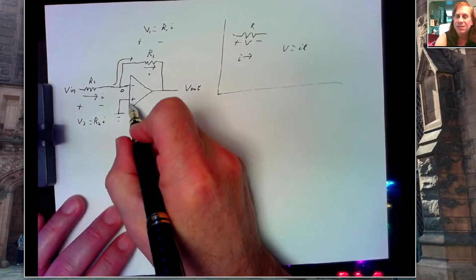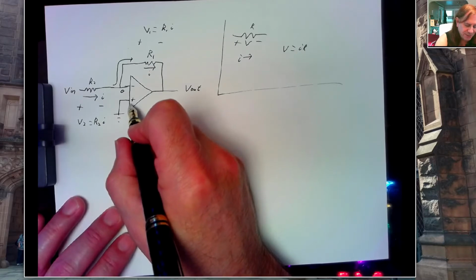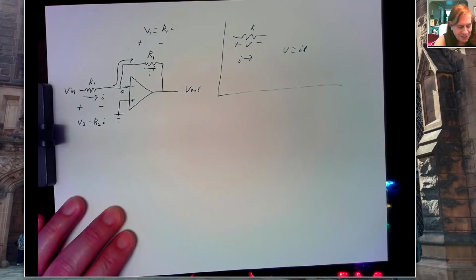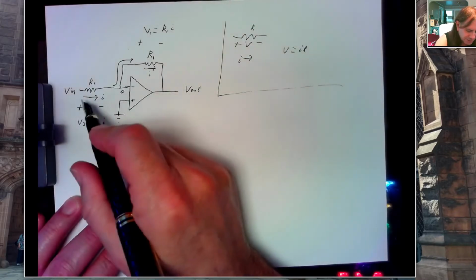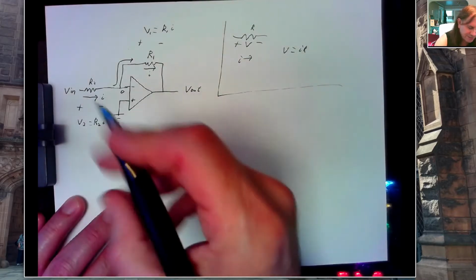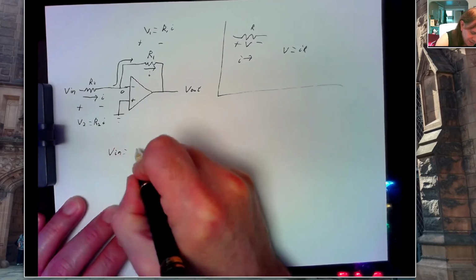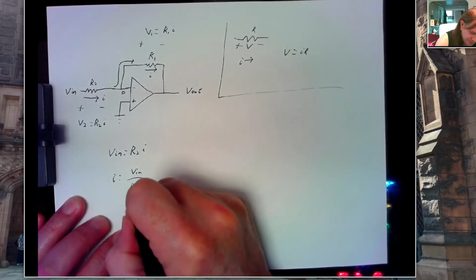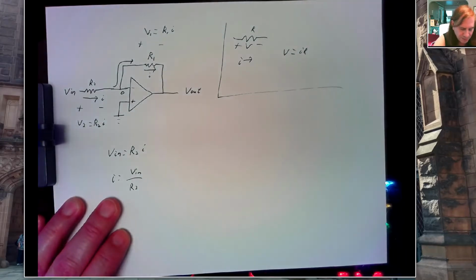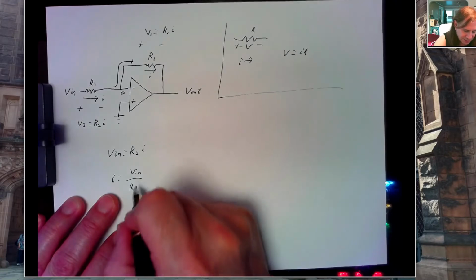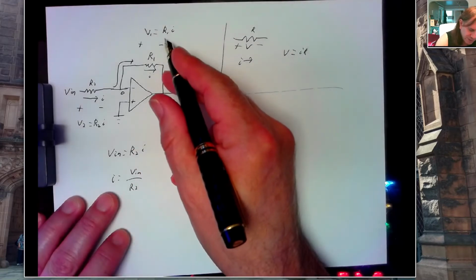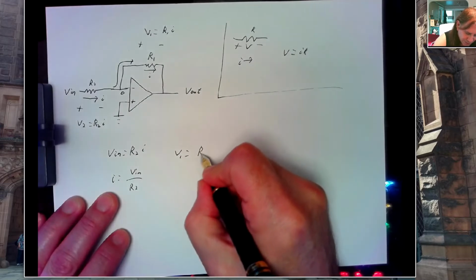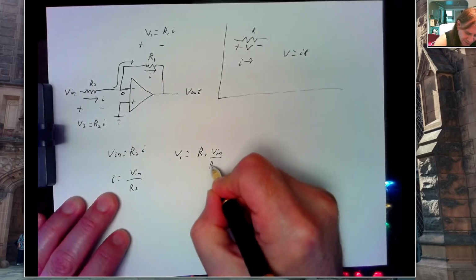Why? Because the voltage at the non-inverting input is 0. So this is 0 volts, this is 0 volts. So we can actually solve for I. Since we know the voltage across here is R2 times I, but that's also V in, we know V in is equal to R2 times I, so I is equal to V in divided by R2. And so if we take that current and we multiply by R1, we'll find that this voltage, V1, is equal to R1 times V in divided by R2.